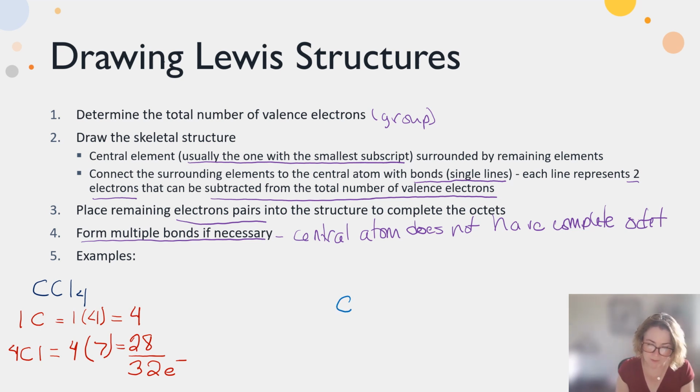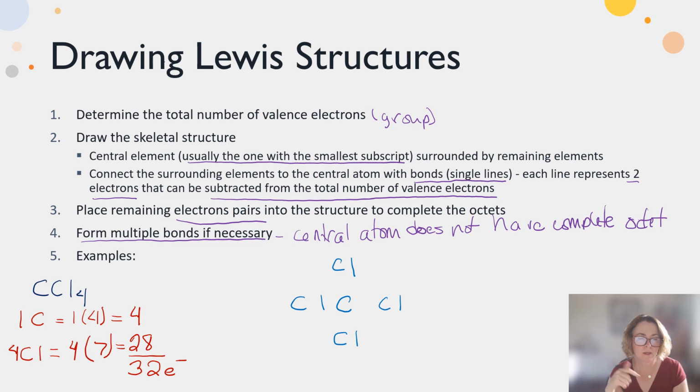And then I'm going to put my chlorine atoms around the carbon. So I'm going to surround my carbon with chlorine atoms. Next, I need to connect those elements to the central atom with single lines or bonds. Okay, I'm going to fix this one. It doesn't look too good. So my bonds are going in here in green.